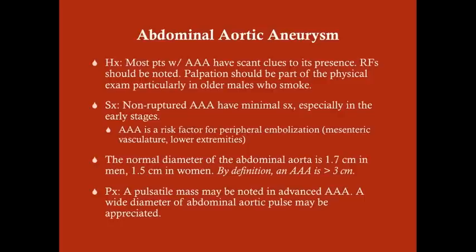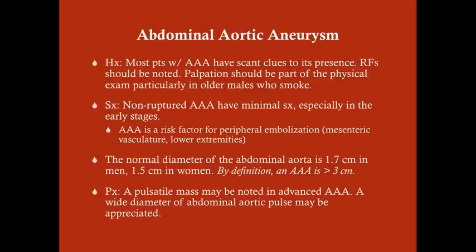Now the normal diameter of the abdominal aorta is 1.7 centimeters in men and 1.5 centimeters in women. And the definition of the abdominal aortic aneurysm is greater than 3 centimeters. So that's quite a bit higher than the normal diameter, so it's going to be pretty apparent when you're looking at the imaging. On physical exam, really the only thing you might be able to appreciate is a pulsatile mass, which can be noted in advanced AAA. However, if you do a really good physical exam, the skilled clinician may be able to note a widened diameter of where you can palpate the pulse of the abdominal aorta.